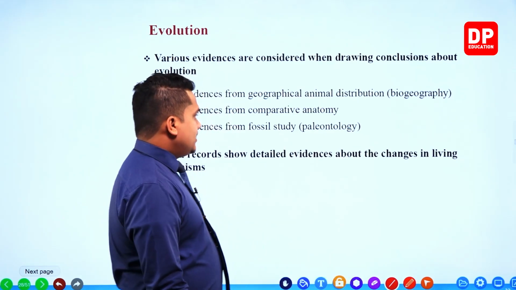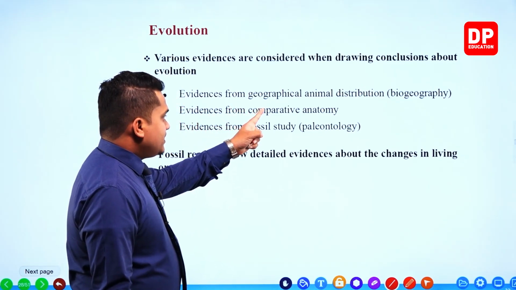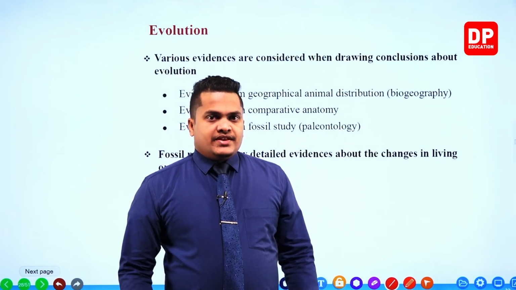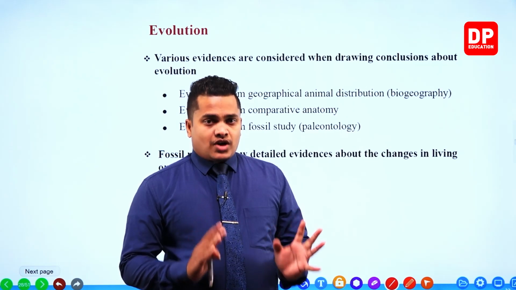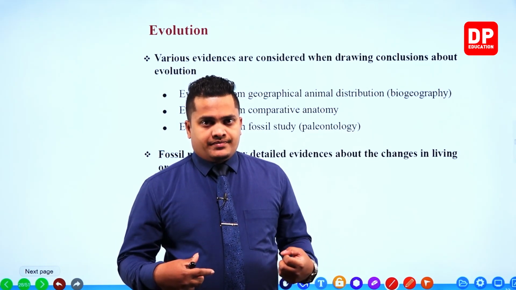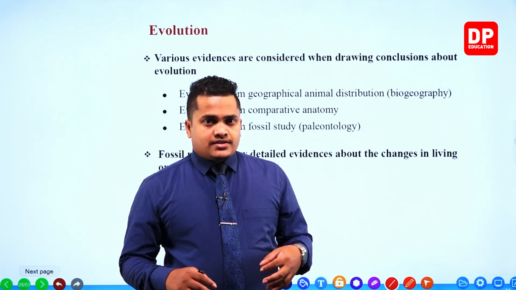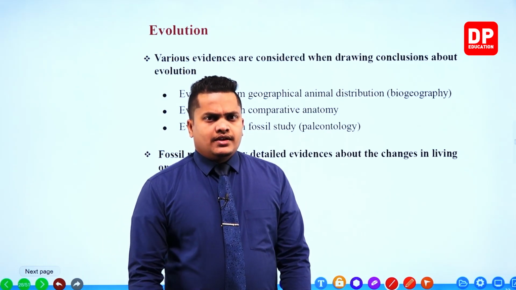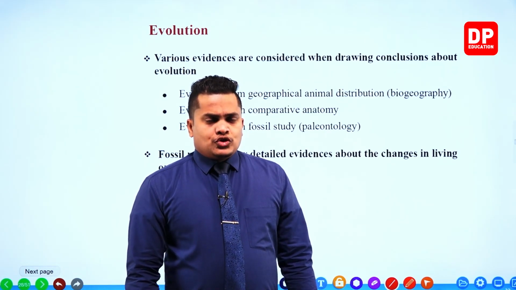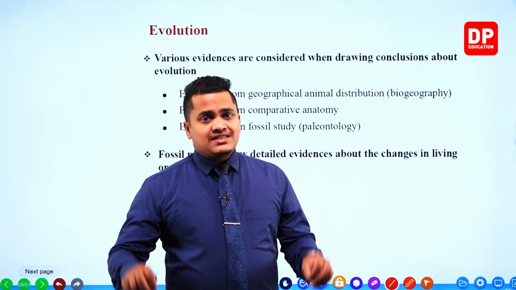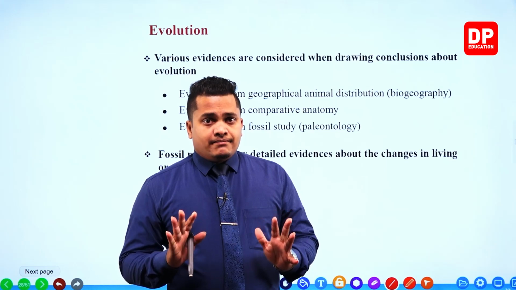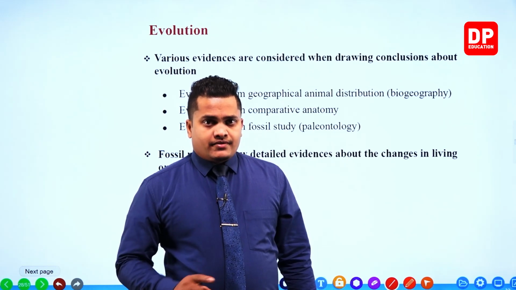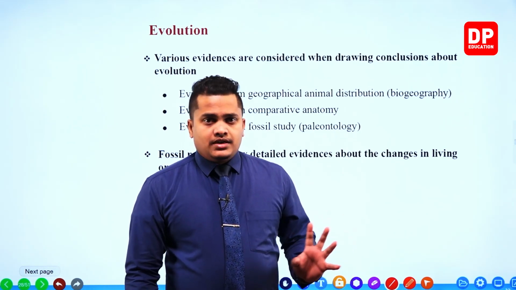Okay, then evidences from comparative anatomy. So when you take the comparative anatomy of the organisms, that means when you check their internal body structures from one organism to another, we can get a certain idea about their internal anatomies, right? So by that way, we can observe the similarities. By observing those similarities, we can say that modern organisms developed from previous organisms or earlier organisms.